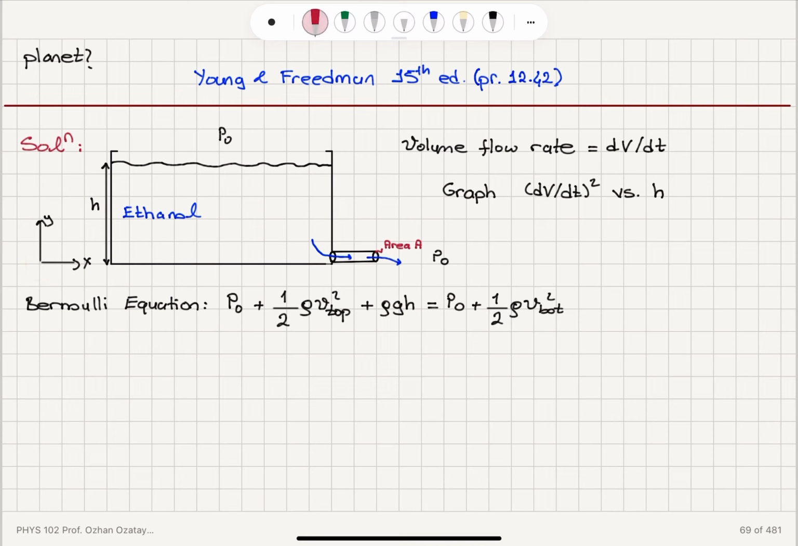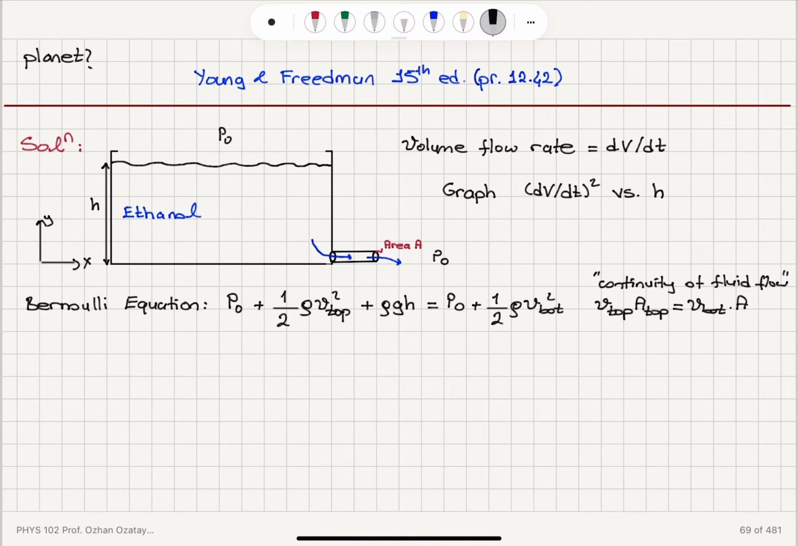At the same time, I have the condition for continuity of fluid flow, so that the speed of the flow at the top surface, v_top multiplied with the area of the top surface, is equal to v_bottom times the area of the bottom surface, which I called A. Here I call this area A.